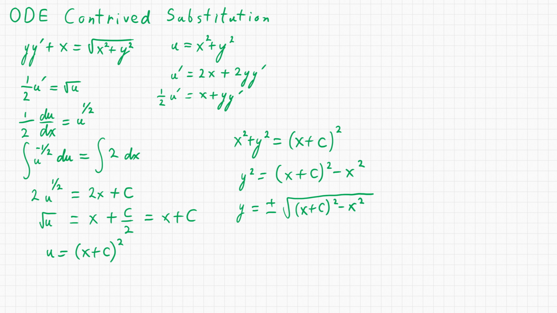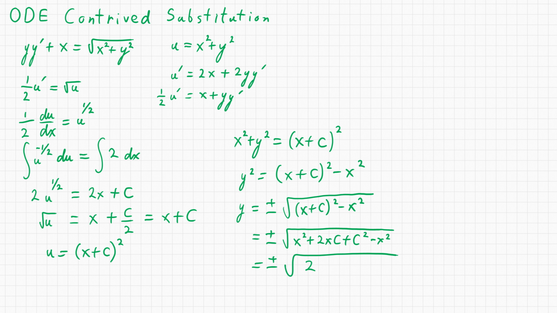And if for some reason you want to keep going, this will end up making an x squared, so it's debatable if it's getting any simpler. This ends up being x squared plus 2xc plus c squared minus x squared. So that's plus or minus the square root of 2xc plus c squared. I don't know if you'd count that as any simpler, but we did get rid of the x squared term. But yeah, this was a fairly contrived example, and this ended up being the solution.